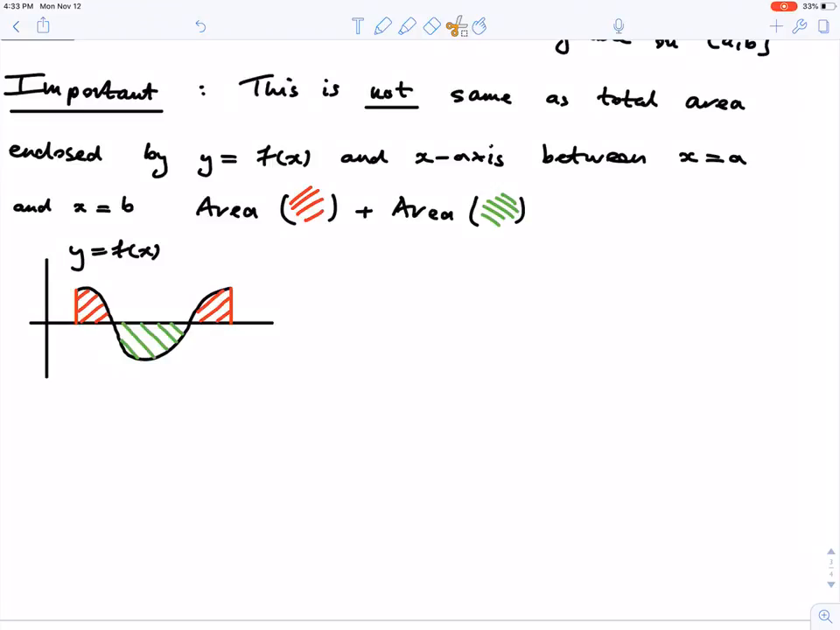The problem is that green is being counted negatively, and I would like to count it positively. So what I want to do is flip that thing from the bottom to the top. Now, how can I do that? Well, there's a really straightforward way to do it. If I take the absolute value, it's going to turn all the stuff on the bottom to positive.